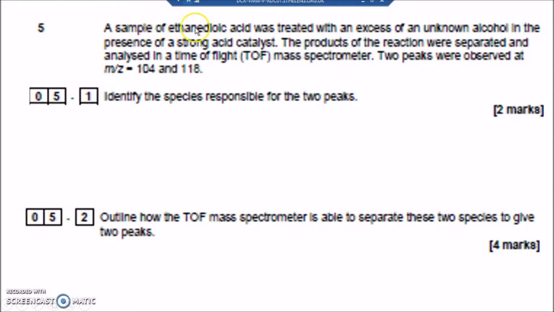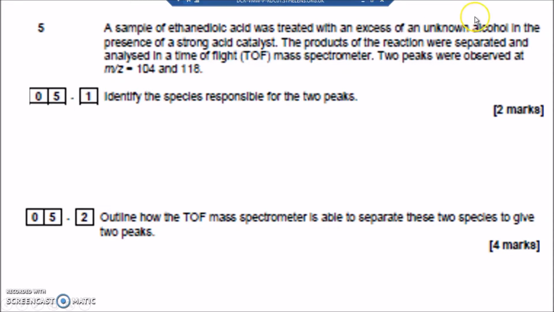Question 5. A sample of ethane dioic acid was treated with an excess of an unknown alcohol in the presence of a strong acid catalyst. Well, a carboxylic acid group, COOH group, and an alcohol, OH, you will know make water. And that's what the strong acid catalyst does. The sulfuric acid helps to remove that water, and it will make an ester, a C double bond O link.